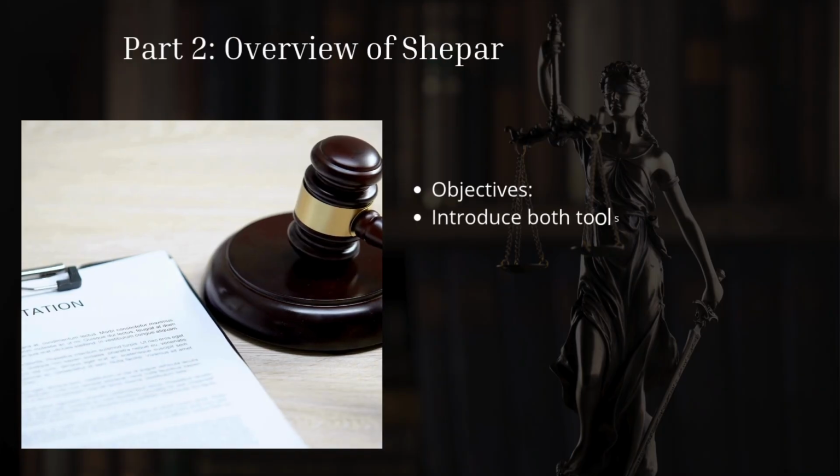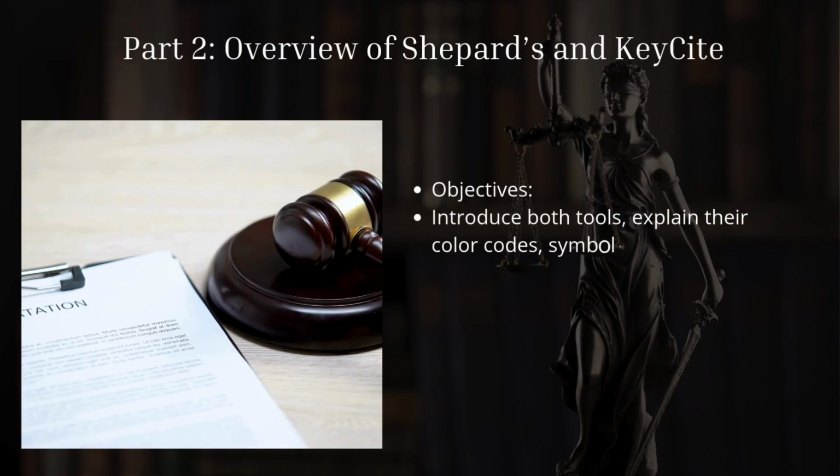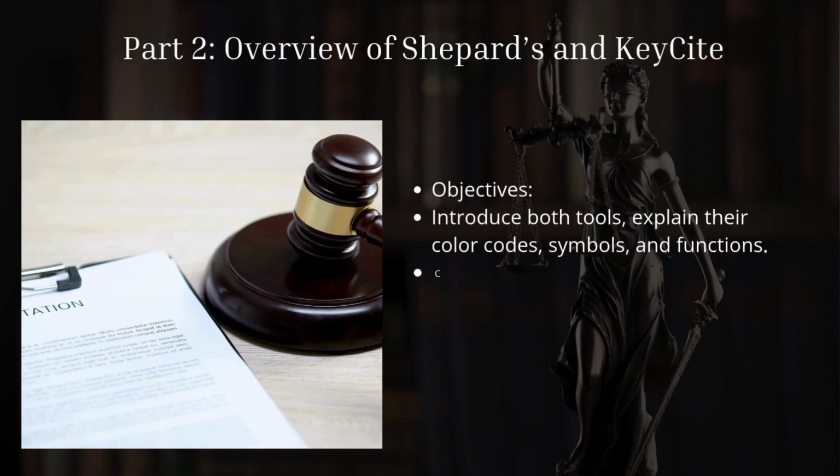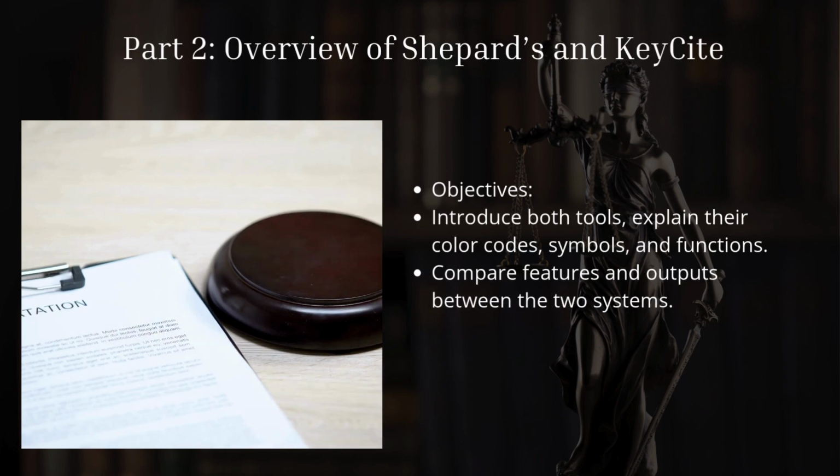Part 2, Overview of Shepard's and KeyCite. Objectives. Introduce both tools, explain their color codes, symbols, and functions. Compare features and outputs between the two systems.